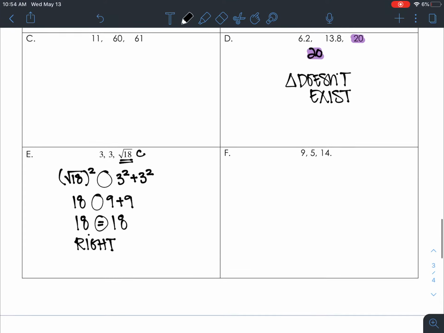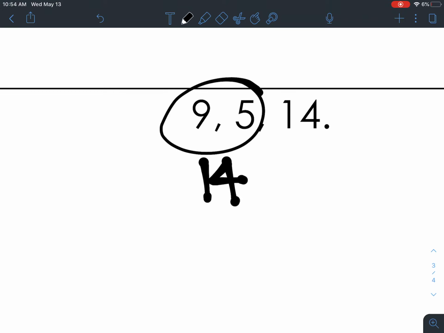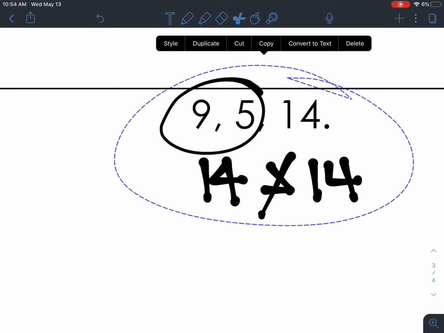All right. Let's do one more. I actually want to change this one because I want to do one more example, but if I added 9 and 5 together, I would once again get 14. Is 14 greater than 14? No. So the triangle wouldn't exist on this one. So let's do one more example.